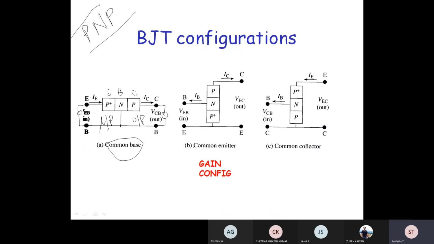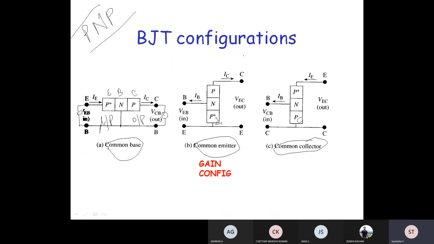In this case, it's a common emitter transistor. So here, this is your emitter. Emitter is common to both input and output. So input has to be connected between base and emitter. Output can be taken from collector and emitter. In the case of common collector configuration, this is your collector. Collector is common to both input and output. Are you able to visualize what I am trying to say?